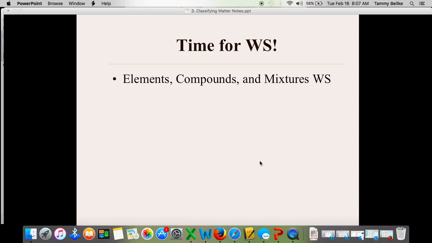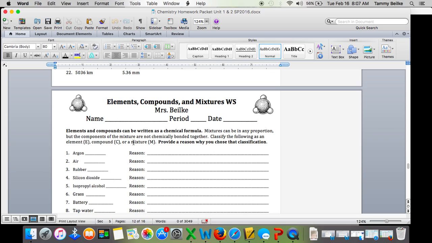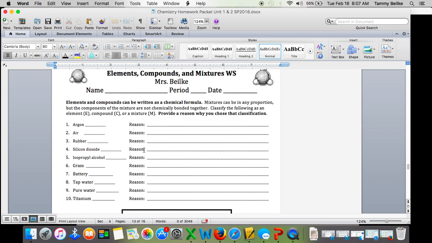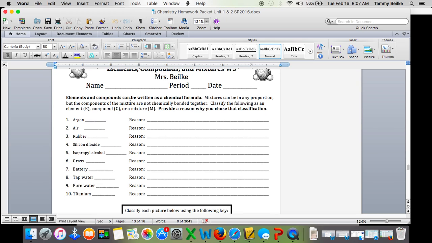Alright, so I wanted to show you what you can do with your homework now. You're able to now complete the elements, compounds, and mixture worksheet in your homework packet. So this is what it looks like. In that first section, it says that elements and compounds can be written as a chemical formula. So all the elements, those element symbols, those have a chemical formula. That is the chemical formula. Mixtures, however, don't have a specific chemical formula. So what you're going to do is classify the following as element, compound, or mixture. And I've asked you also to give a reason why you would say that.